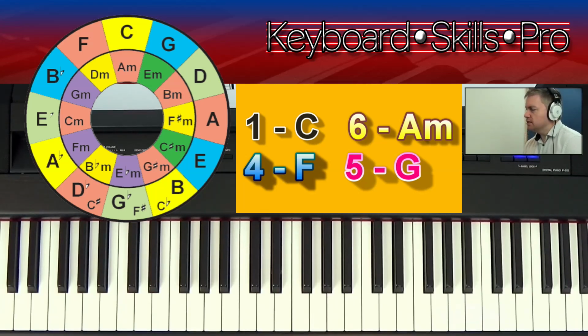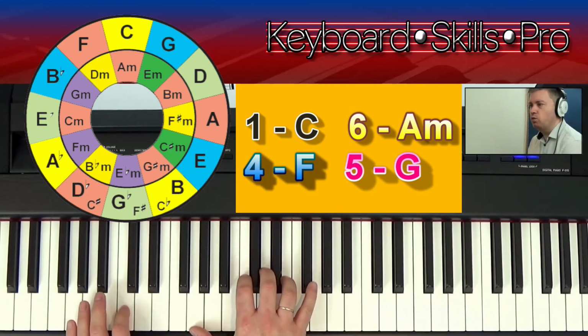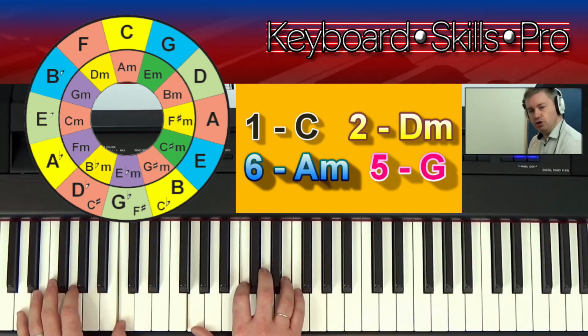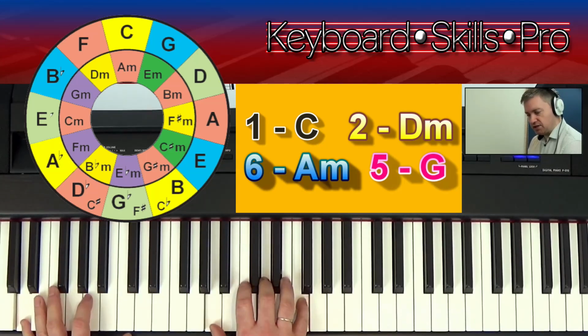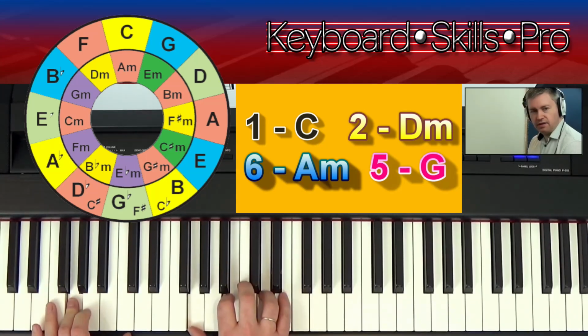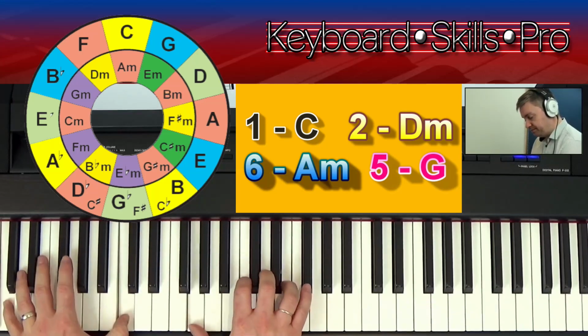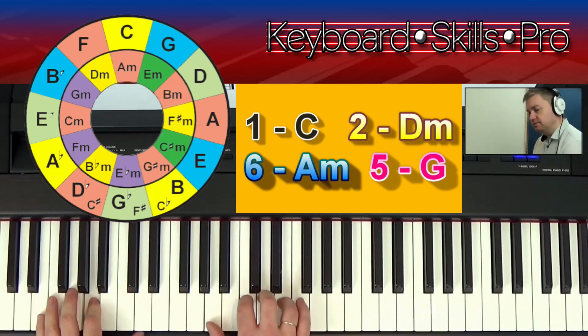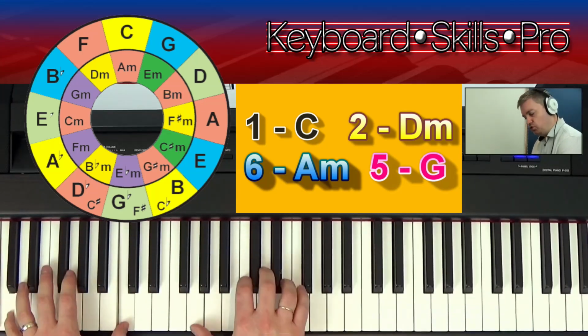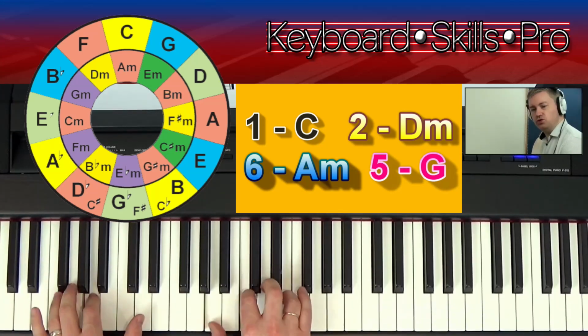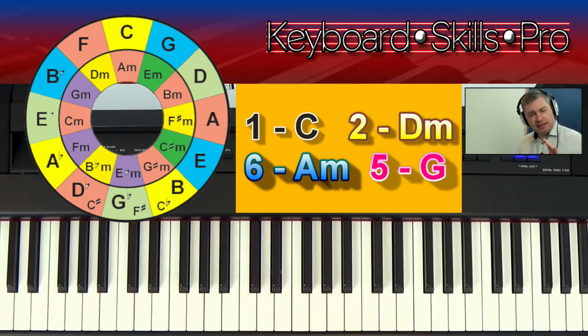So what if I then said, okay, well, what about 1, 2, 6, 5. Let's try that. So now you see you can start to mix them into different patterns. So we'll start with 1, and then 2, and then 6, and then 5. So that could be maybe so that sounds a little different, doesn't it?